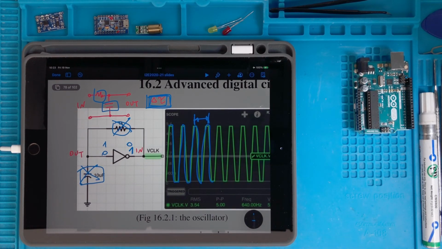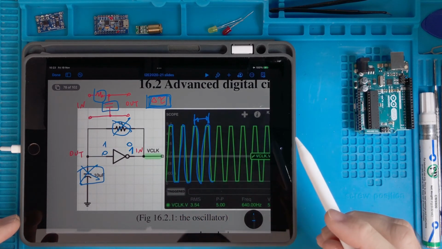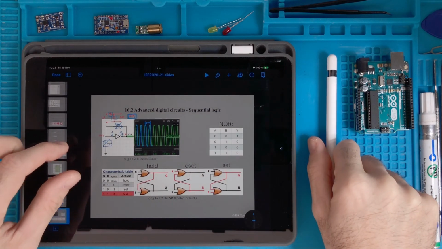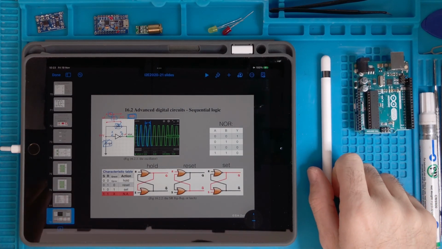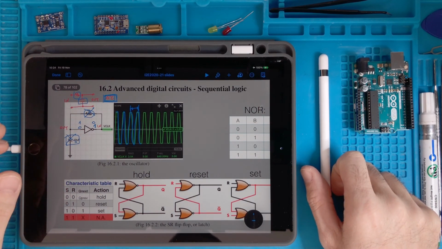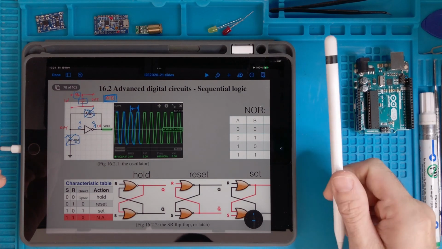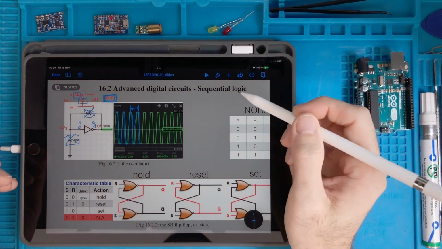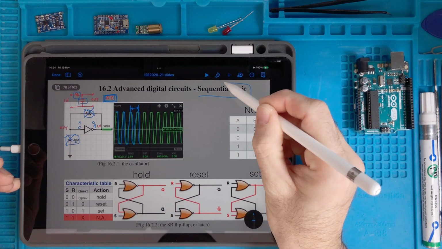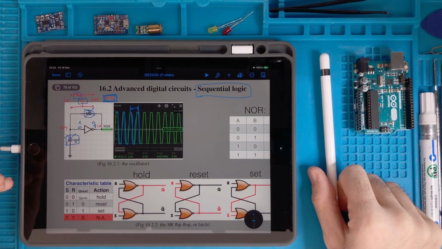So from the point of view of the logic, this is not possible, but in real life, because of this, we will have an oscillator. And we will make use of this oscillator as a sort of clock that will be used in a circuit that we will study in a while, which are called sequential logic circuits. So circuits whose status depends also on the time.